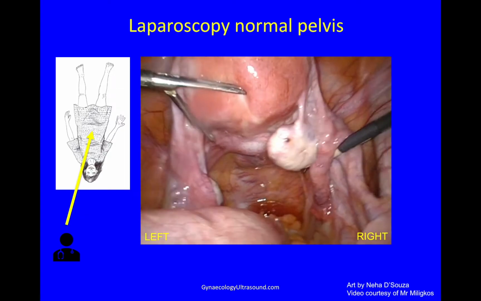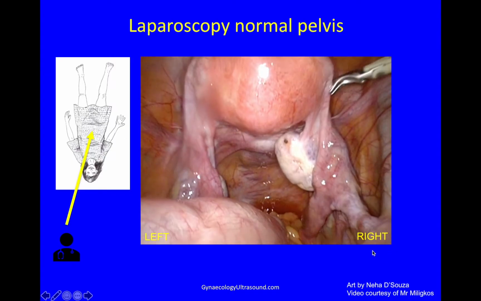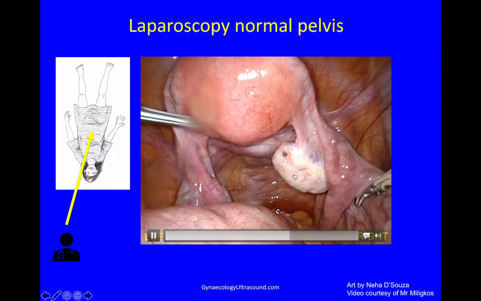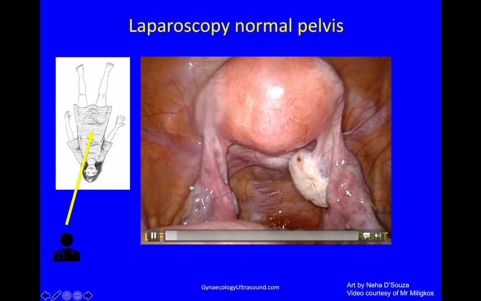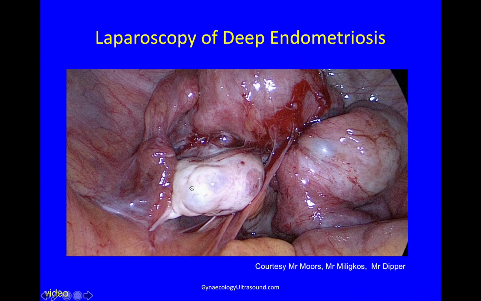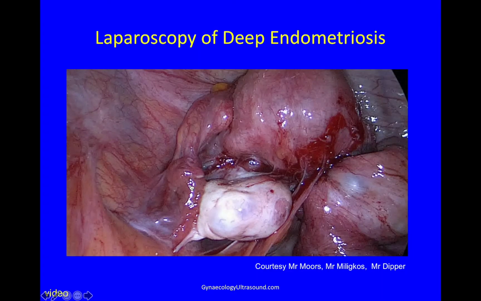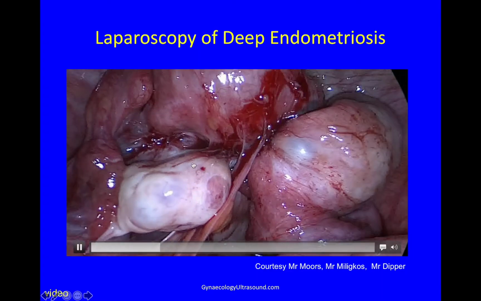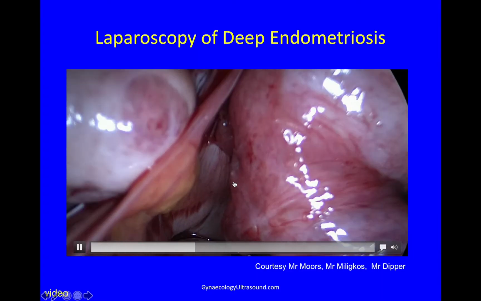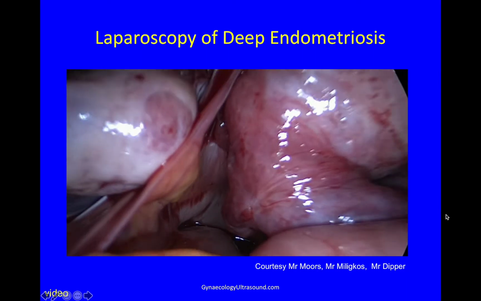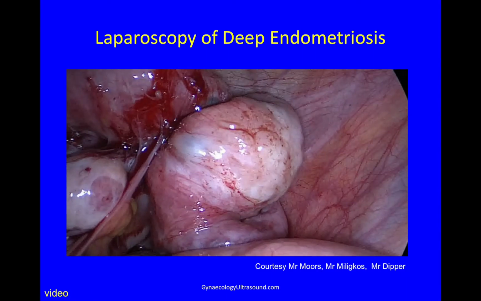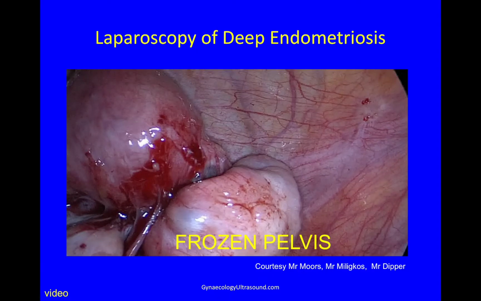So it's the back of the uterus, a nice big gap between the uterus and the bowel, and you can see the ovaries and the fallopian tubes. But in a patient with deep endometriosis, this is what their pelvis might look like. The back of the uterus, the ovaries, the tubes, bowel, everything is adherent to each other. It's quite hard to see exactly what's what. This is called a frozen pelvis.